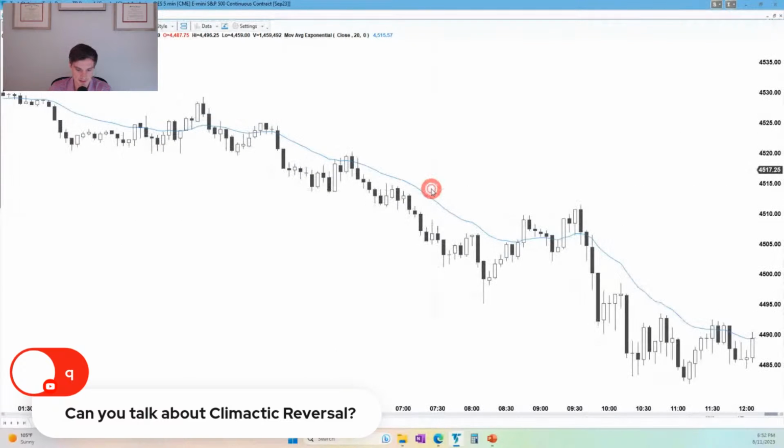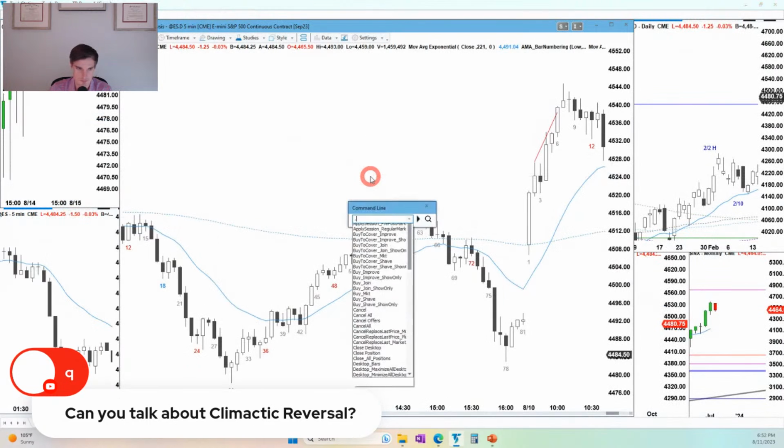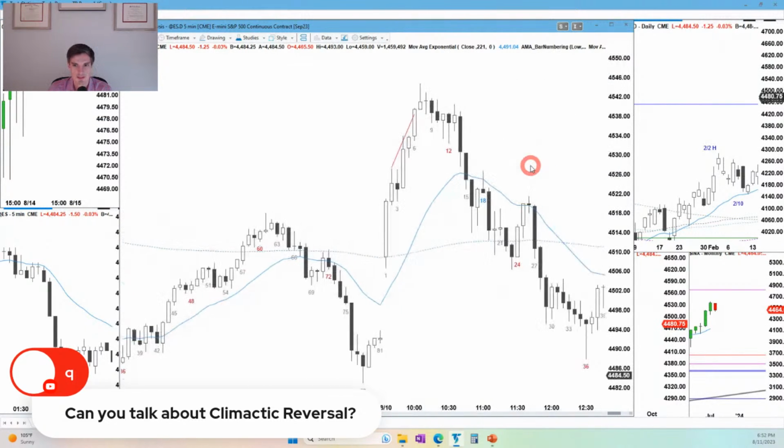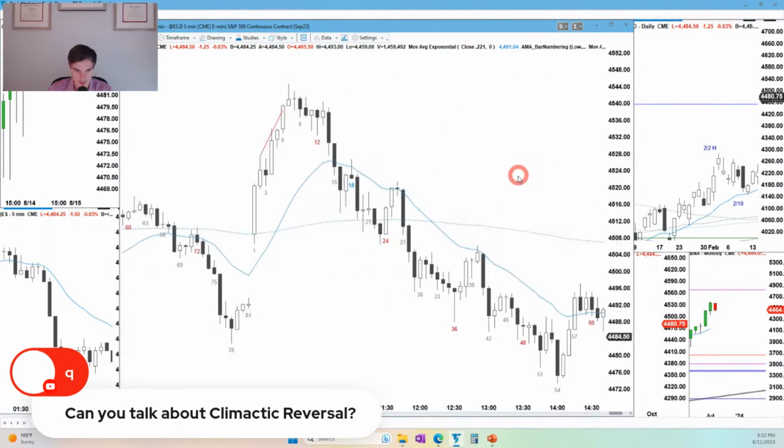When you get consecutive, here we go. Consecutive climaxes increase the risk of climactic reversals. So you get a big sell-off, another big one, and then you get a bear breakout below a channel. That increases the risk of a climactic reversal. But even climactic reversals typically just lead to sideways trading.